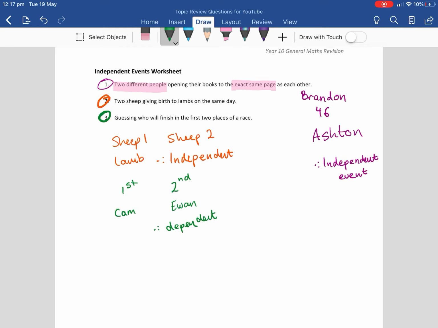Okay, it's a bit tricky, but you've just got to think of that second event. Does the outcome or the probability of that second event depend on what happened in the first place? That's what that one means.